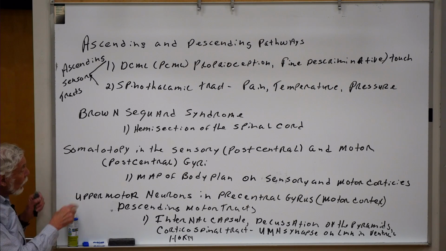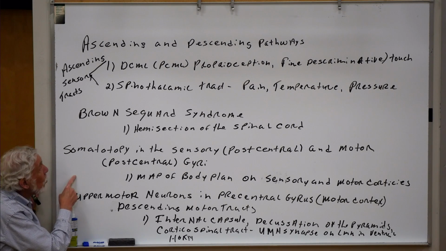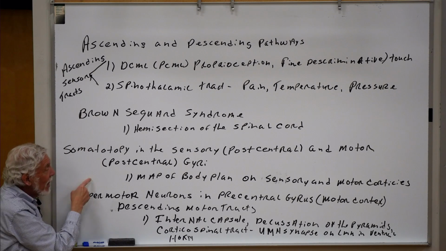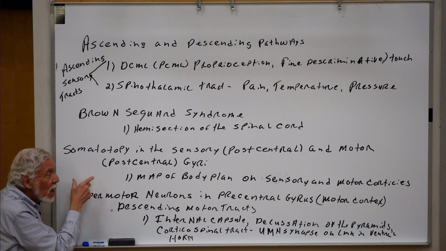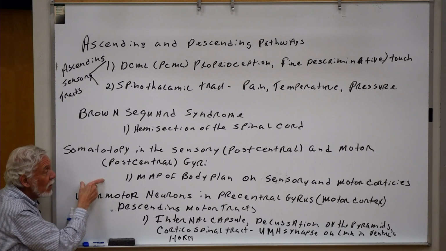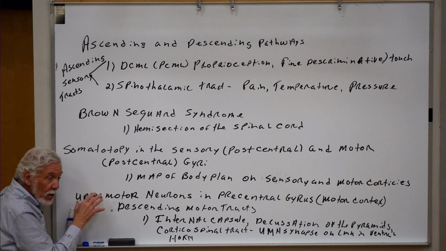Now the motor out we're going to follow in the descending motor pathways. So we're going to have these ascending paths carrying information to somatosensory cortex, and then we're going to have a region not very far off, but in a distinct region of the brain called the motor cortex, which is on the precentral gyrus. That will contain neurons called upper motor neurons.